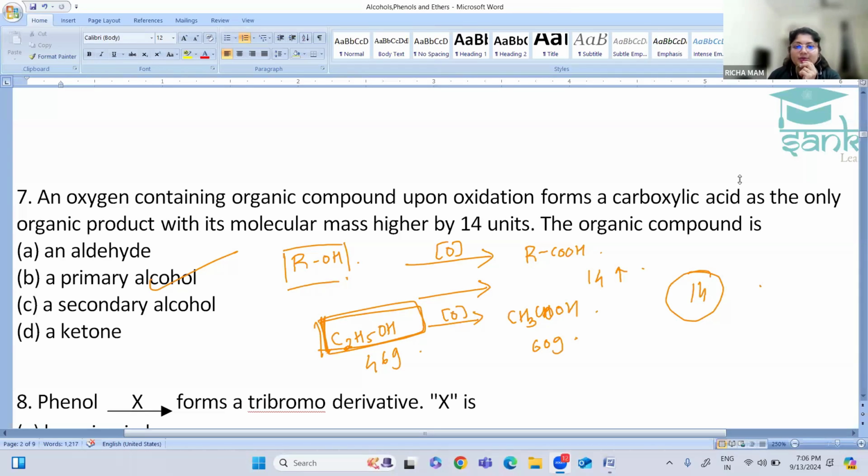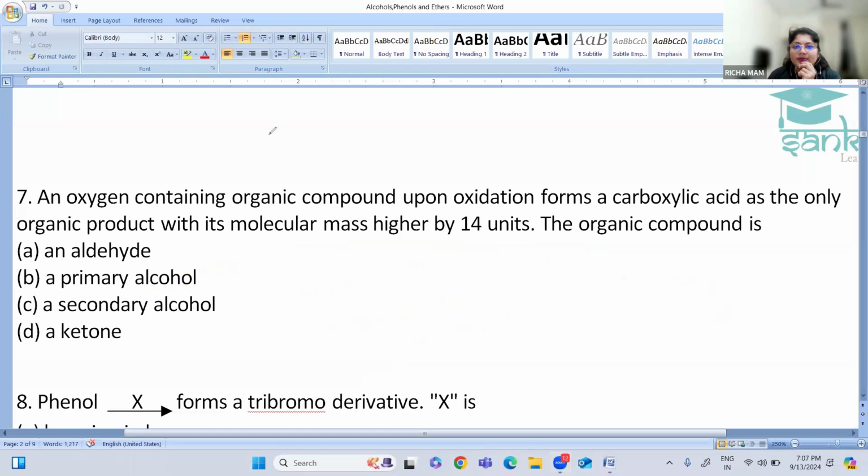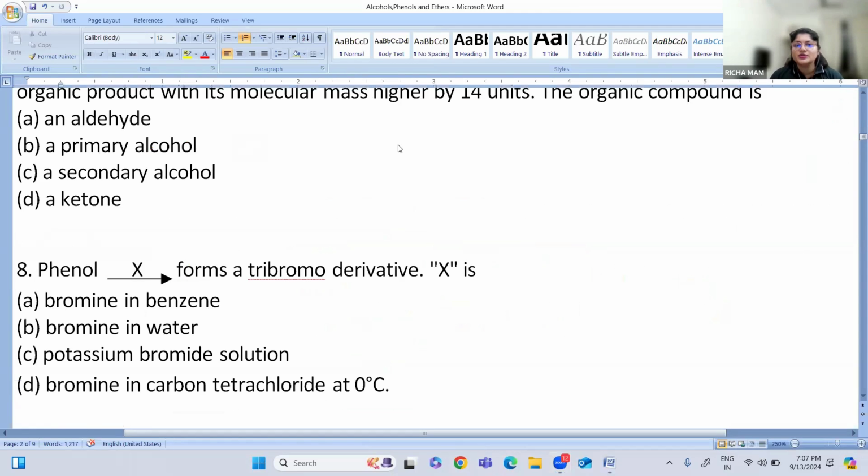Understood up to here? Are the questions clear up to here? Any doubts? If you have any doubts, please ask. Seven questions we have seen. Any doubts? Okay, Lubna has no doubts. Others? Fine. Okay, let us continue then.